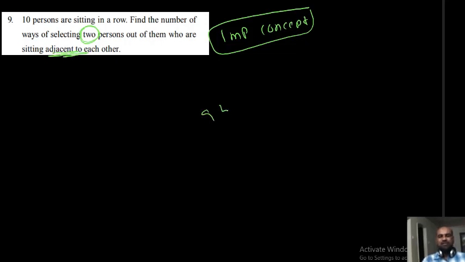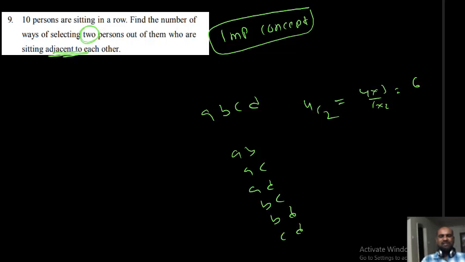For example, A, B, C, D are 4 persons. How many ways can you select 2? I can say 4C2 ways. 4C2 value is equal to 4 into 3 by 1 into 2, that is equal to 6. 6 ways I can select. What are they? AB, AC, AD, BC, BD, CD. 1, 2, 3, 4, 5, 6.